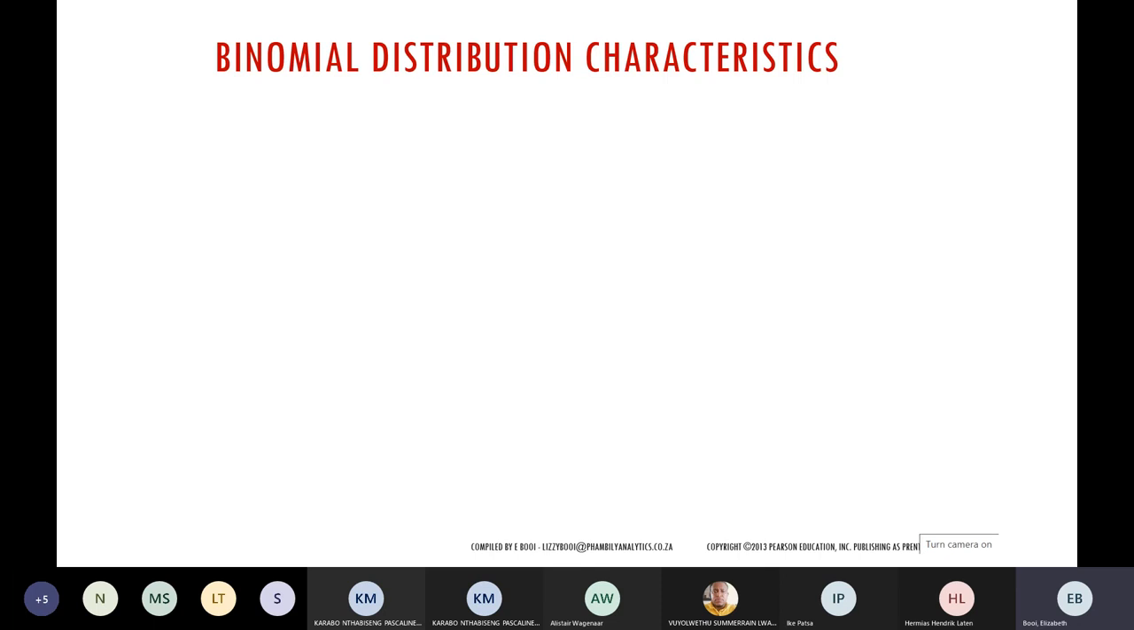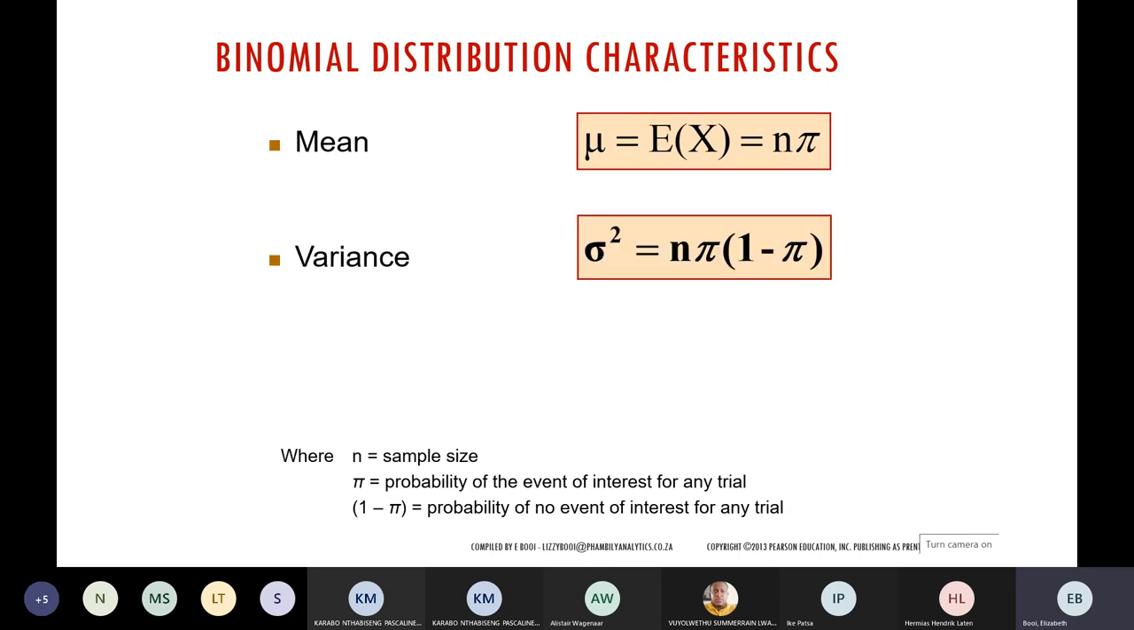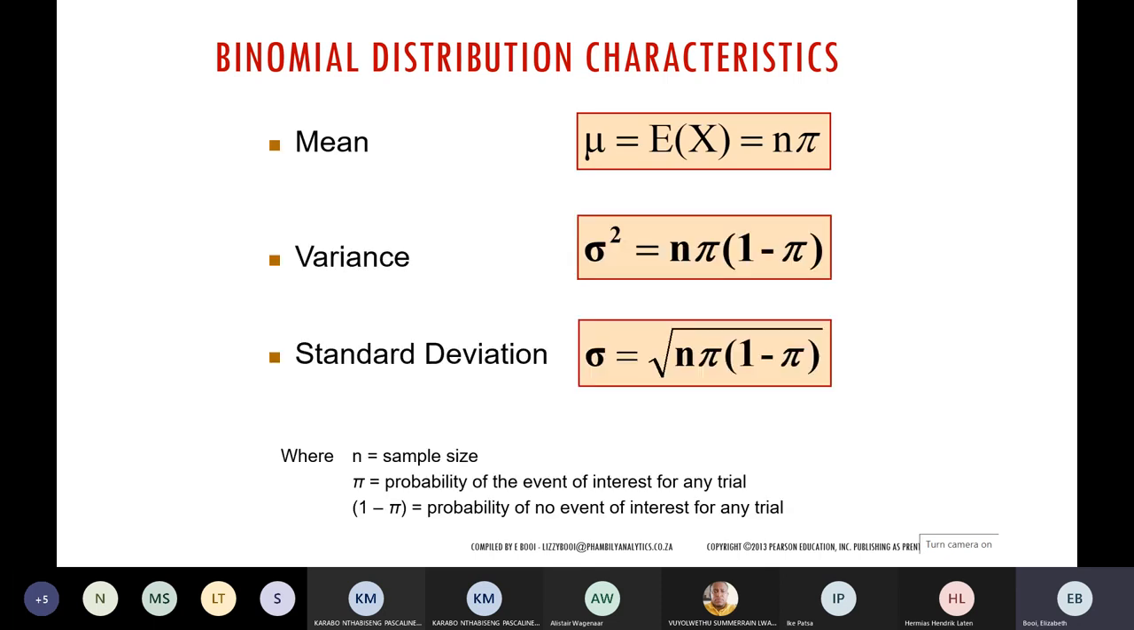I'm gonna look at the exercise that we did. Then we also looked at the characteristics of a binomial distribution in terms of the mean, the variance, and the standard deviation. And we said the mean of a binomial distribution is your expected value, which is your n times the probability of success. Your variance, which is the population parameter, is given by n times the probability of success times the probability of failure, and your standard deviation is the square root of your variance, and you need to know how to calculate all of this.